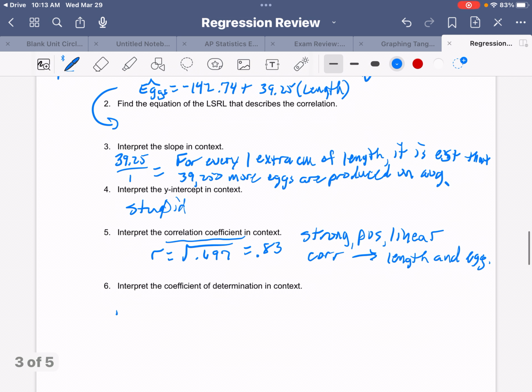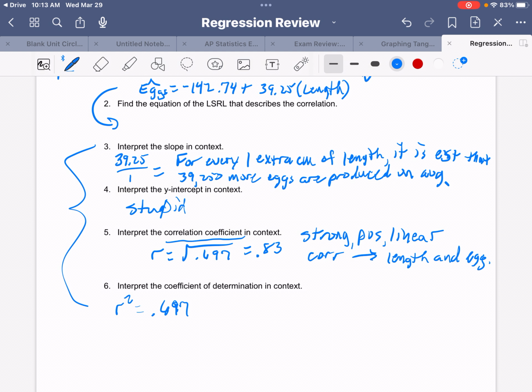R squared was 0.697, so we would say approximately 69.7% of the variation in the number of eggs produced can be attributed to the linear relationship with the length of the fish. All of that part is the same as the previous video.